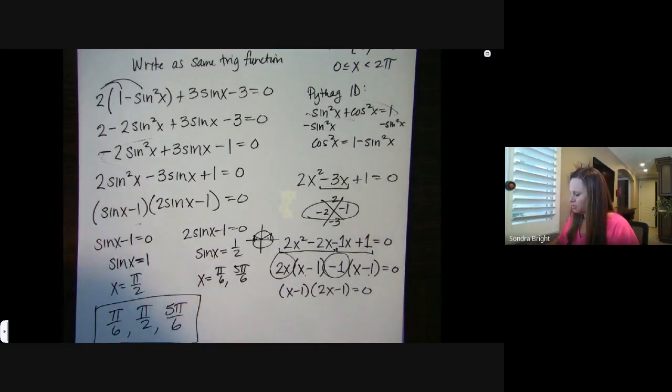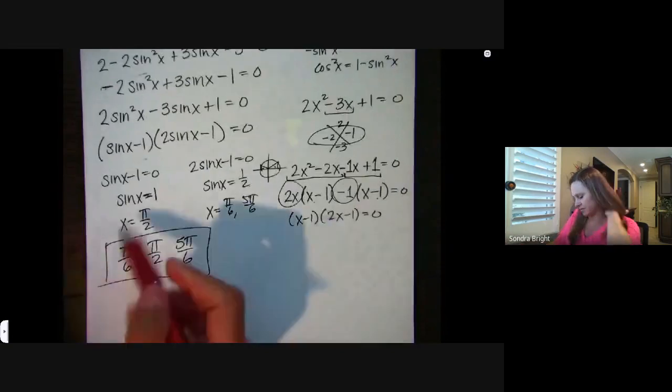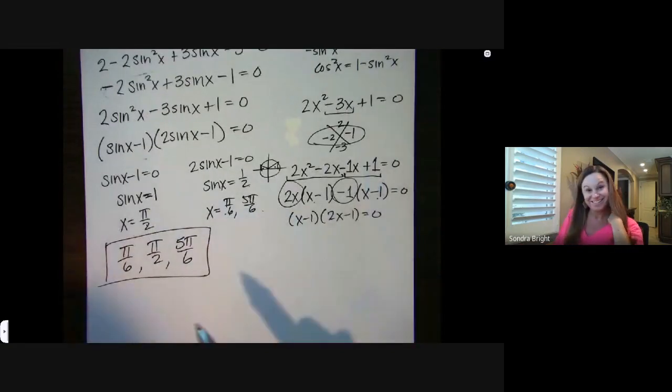Whatever. It's usually how we do it. I don't ever mark kids wrong for not putting them in that order. I would have been fine with pi over 2 and then pi over 6 and then 5 pi over 6, but good. All right.